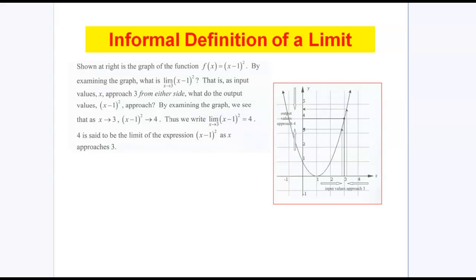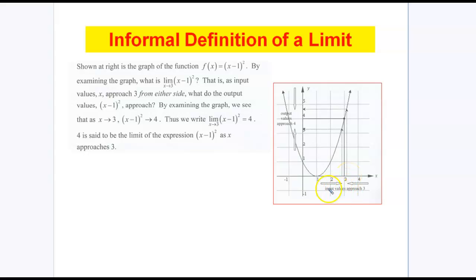Shown here is the graph of the function (x - 1) squared. And by examining the graph, we're asking what is the limit as x approaches 3 of (x - 1) squared. And what that means is, as my x values on my function approach 3, what are my y values approaching?